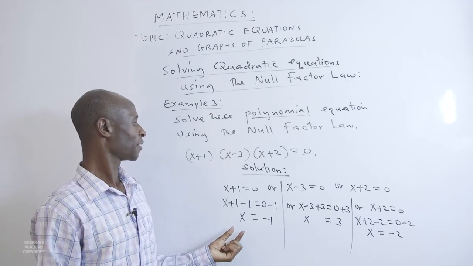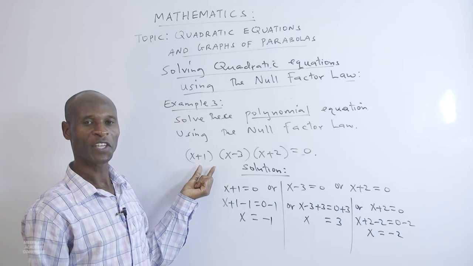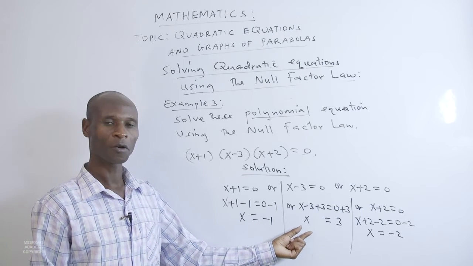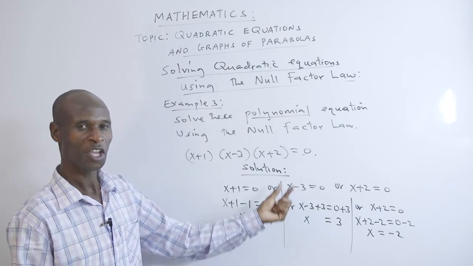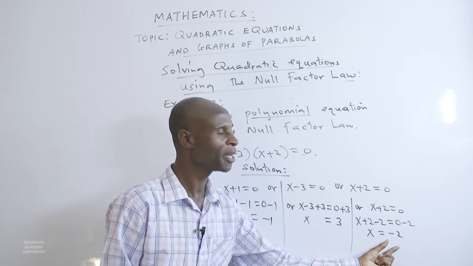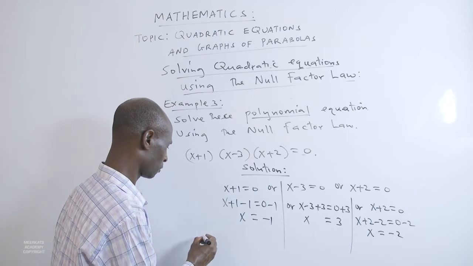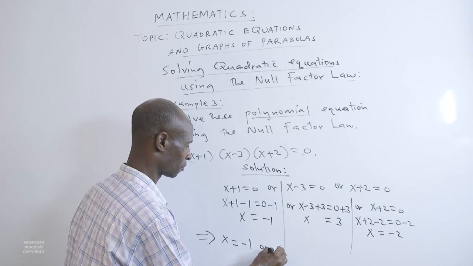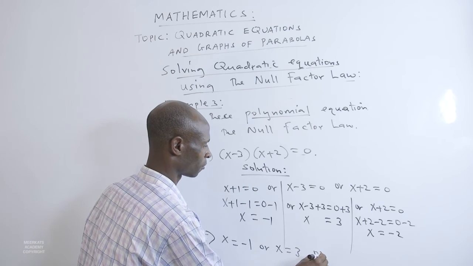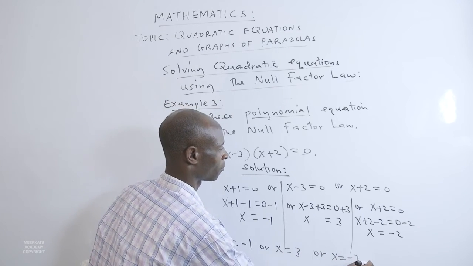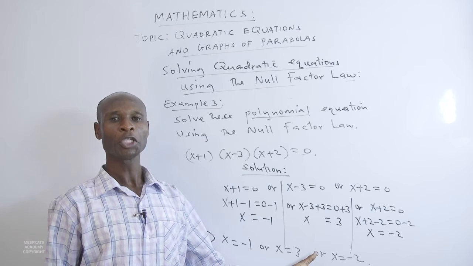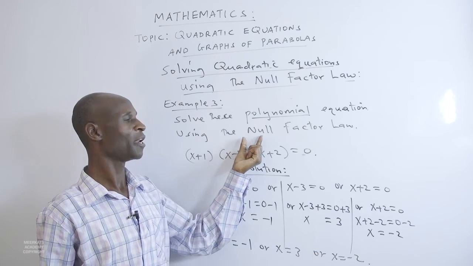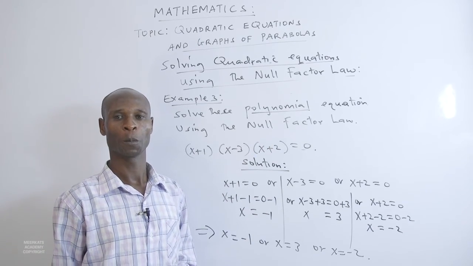So that means the solution to these three linear factors will be x is equal to minus 1, or x is equal to 3, or x is equal to minus 2. That will be the solution to these particular linear factors using the null factor law.